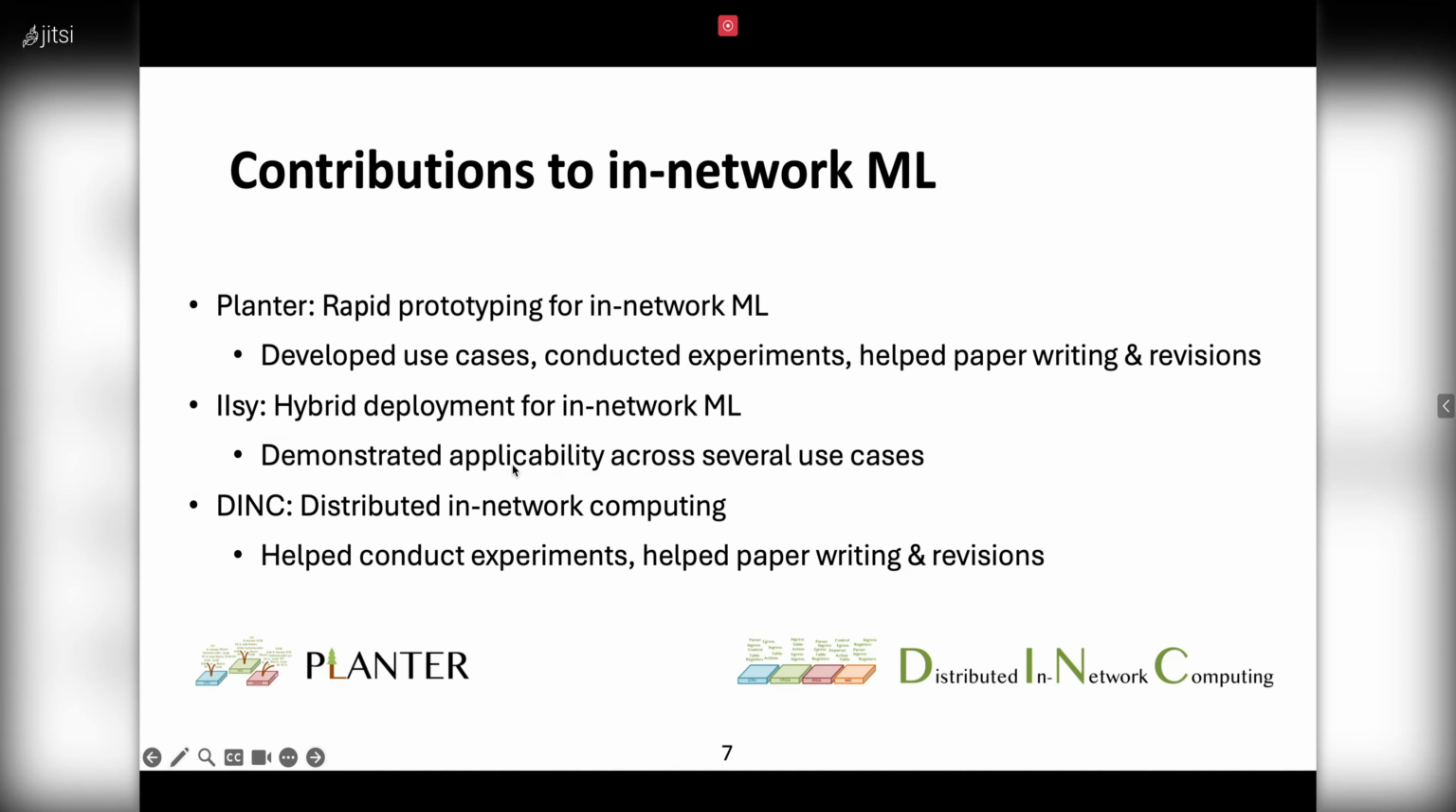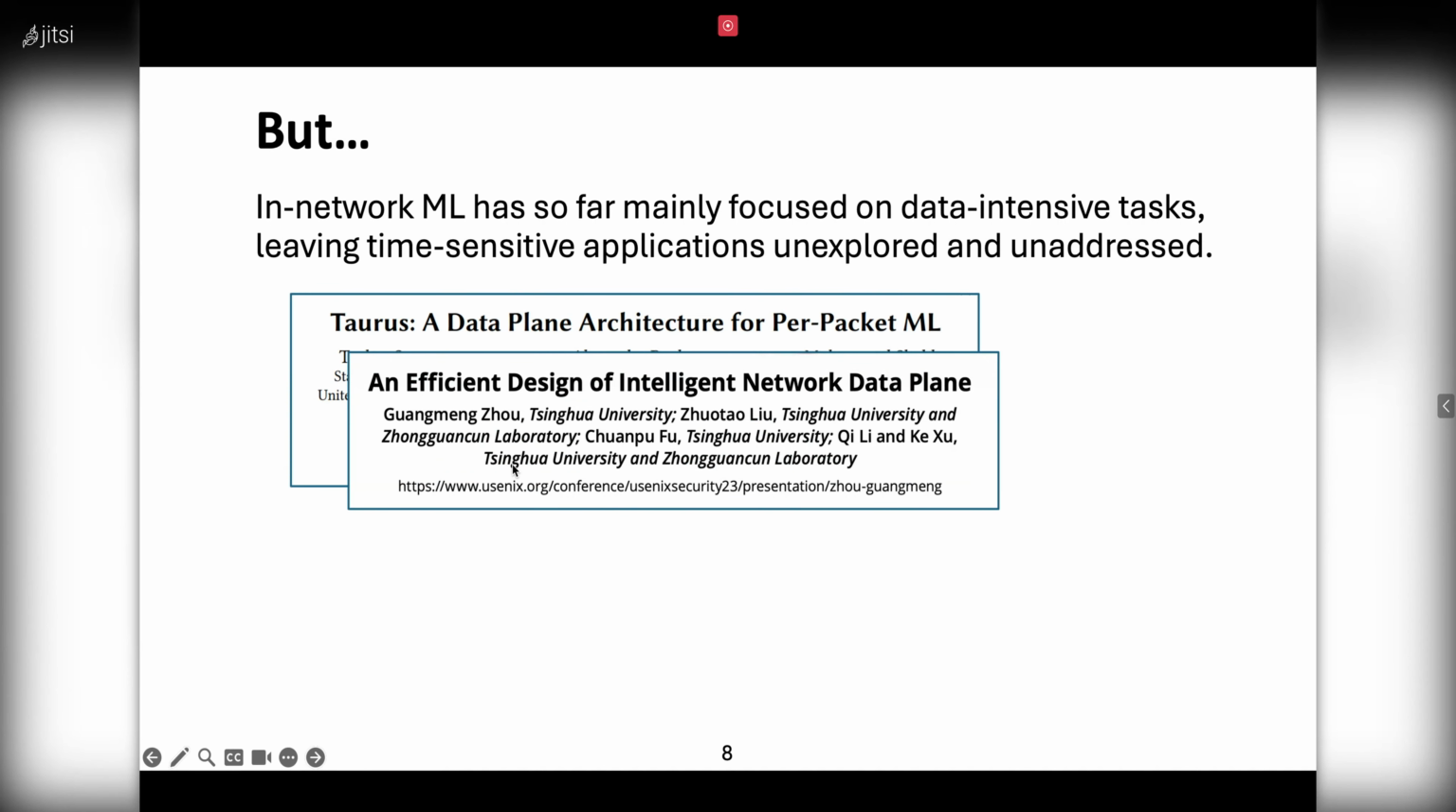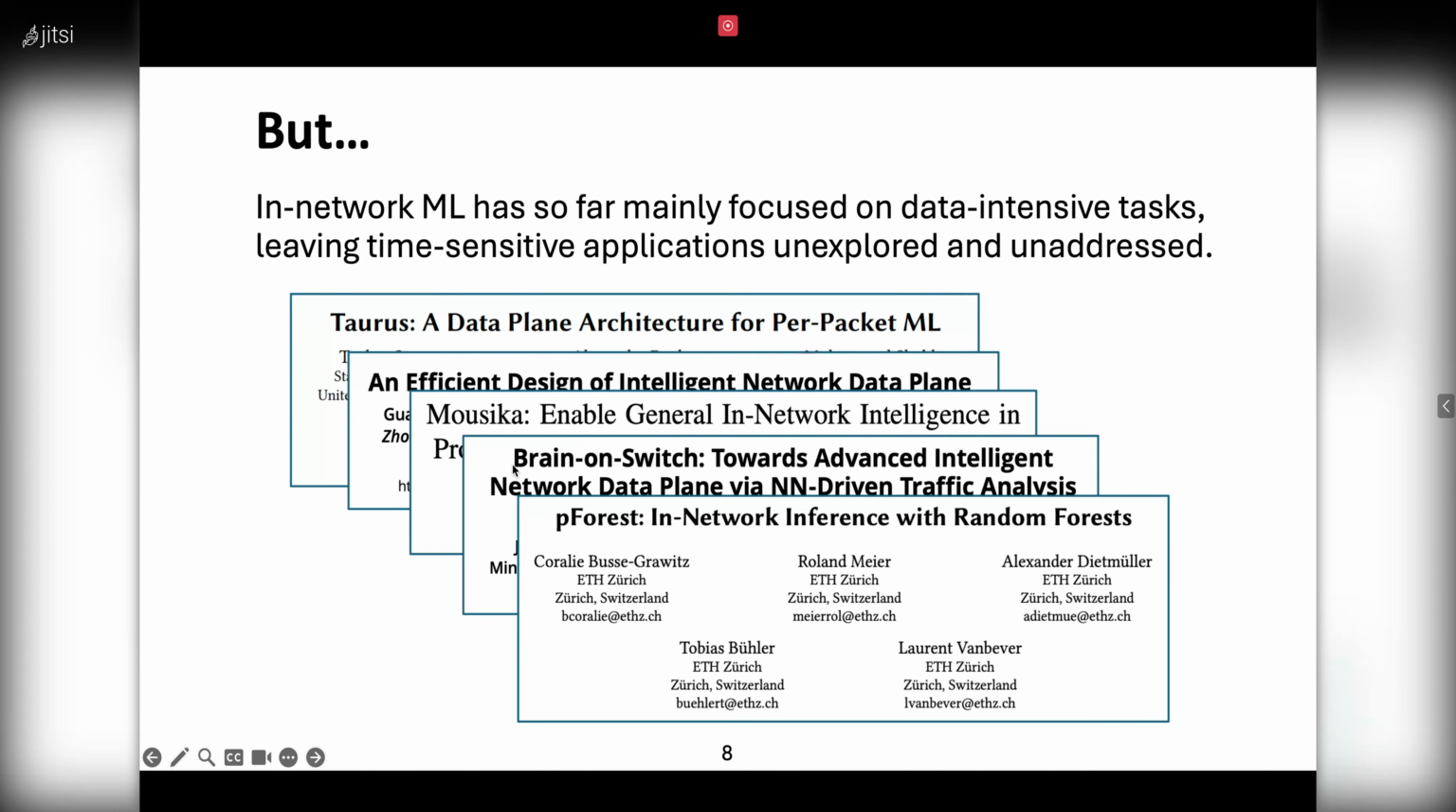The main difference of my research compared to Changgang's research is that mine is more focused on the use case side, the application side. I apply in-network machine learning to time-sensitive applications to utilize the low latency provided by programmable network devices. As we can see, a lot of previous in-network machine learning works mainly focused on data-intensive tasks, leaving time-sensitive applications unexplored and unaddressed. So here is how my research can fill the gap.